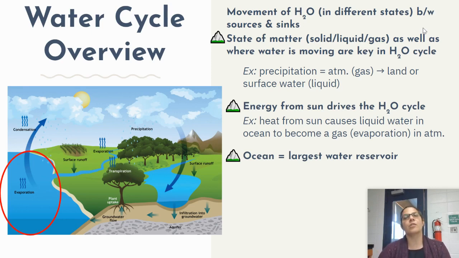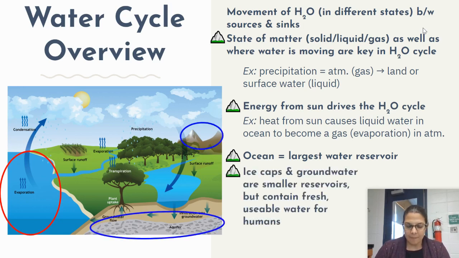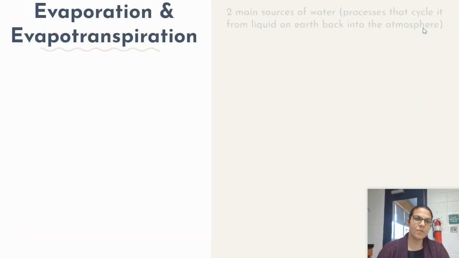The ocean is our largest reservoir. 97% of the water on our earth is salt water. Our ocean covers 75% of our earth. Of the 3% of the water on earth that is freshwater, the large majority of that is frozen in ice caps. Groundwater is smaller reservoirs, but they contain fresh, usable water for humans.